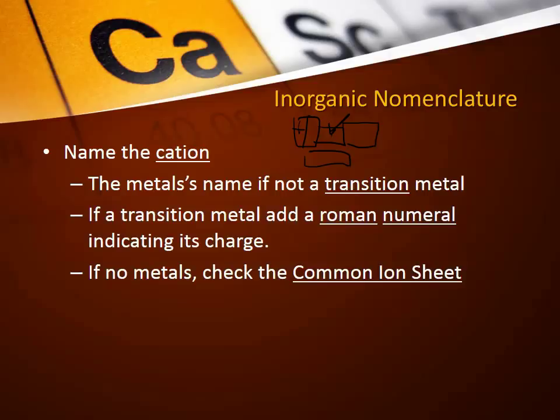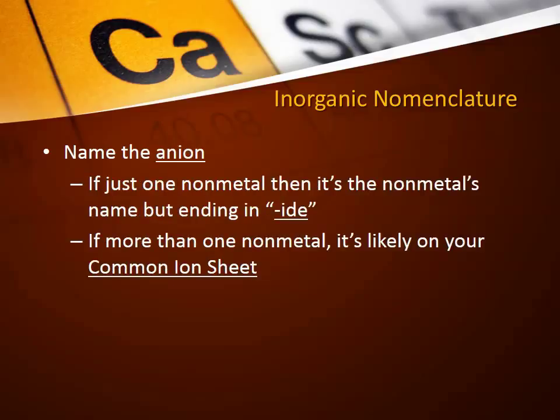For example, sodium. This is over there somewhere. If it's a transition metal, you need a Roman numeral indicating its charge. For now, you'll be given them. Later on, you'll be told what it is. And if there are no metals, then you need to look on your common ion sheet and figure out what compound is there and what its name is. Secondly, we name the anion, which is basically everything else.